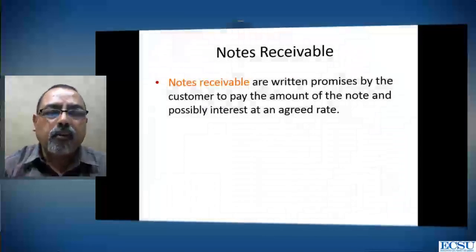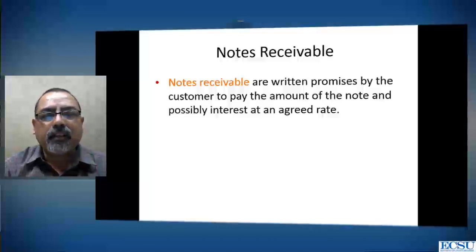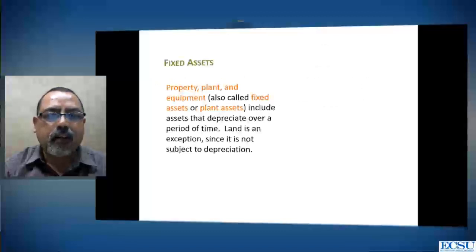Next would be the notes receivable. Notes receivable are written promises by the customer to pay the amount, the note, and possibly interest at an agreed rate. So that is an asset. Now, of course, if it is a long-term one, that is considered as an investment. If it is a short-term one, that is a current asset.